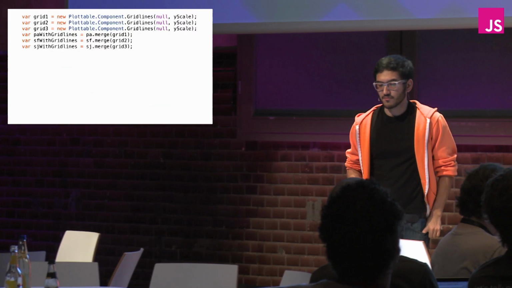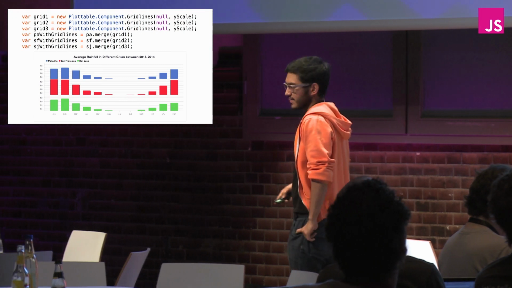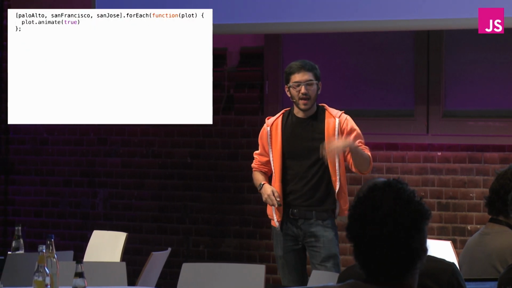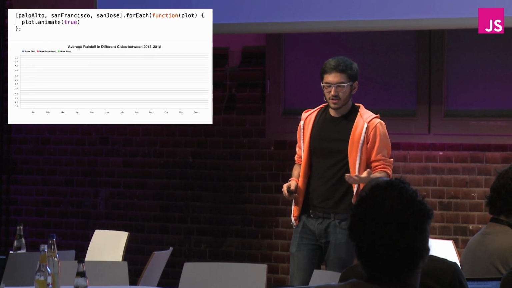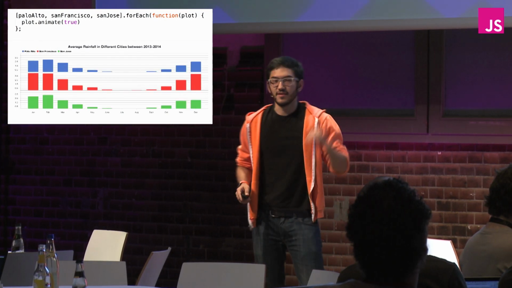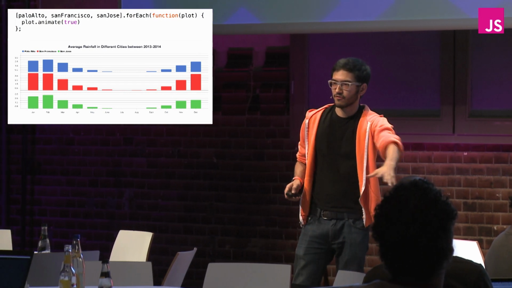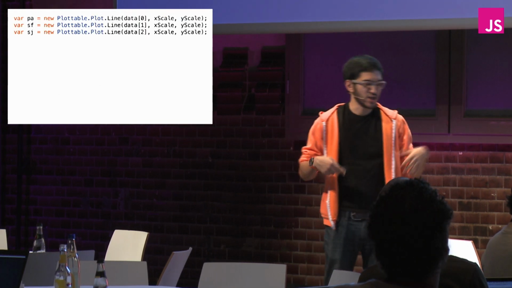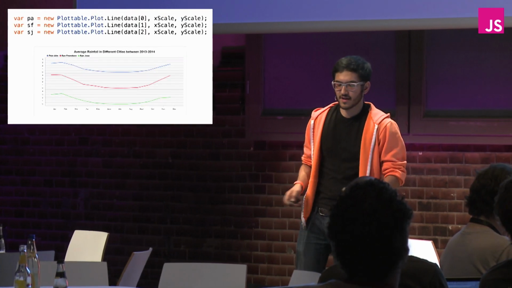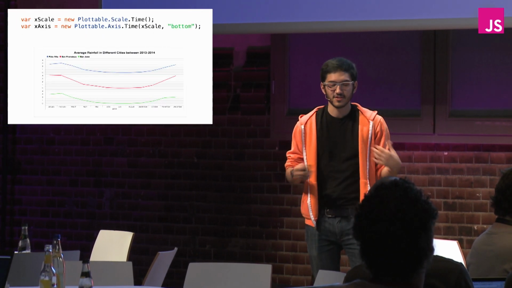And maybe they want some grid lines. You just make some grid lines, you merge them in. It's simple. Maybe they want to add animations, so you can just set animation to true, and you get these animations. But I'll note that the animate true just sets the default animator. It exposes the full D3 API for creating custom animations and transitions. Maybe they want to change over to line plots. You can just do that. Maybe they want to use a super sweet Plottable time axis. You can just do that.